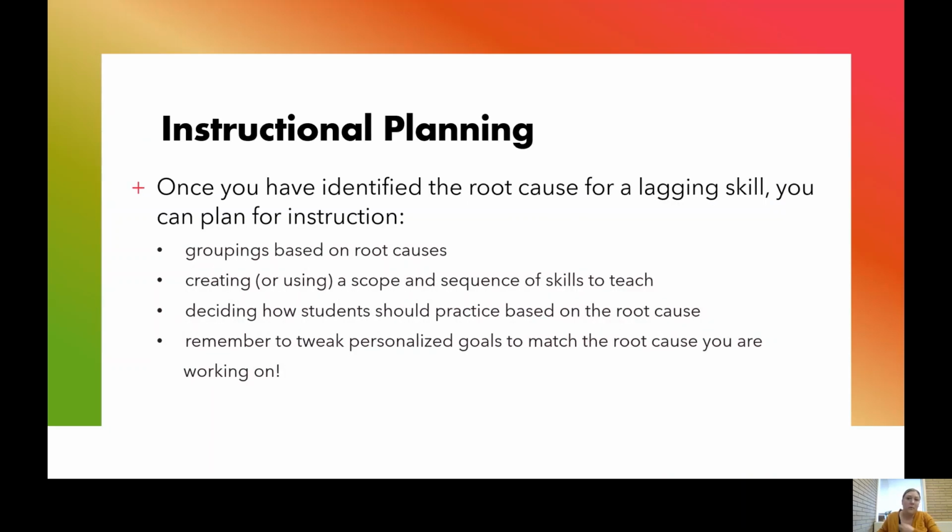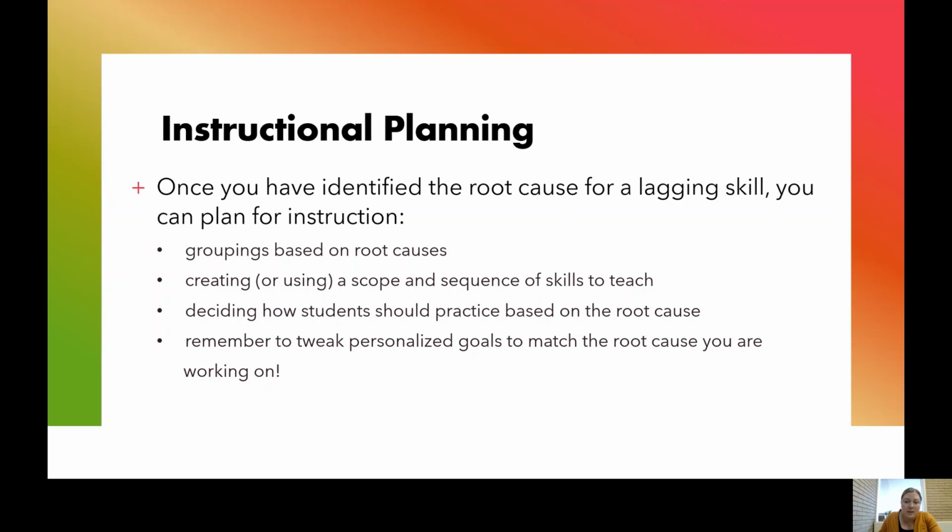Once you've identified the root cause, you are ready to plan for instruction. Creating groupings based on root causes gives you a very specific topic to work with students on. You can create or use a systematic sequence to work through the elements of the root cause and know which skills to teach when. You will have the information you need to decide how students should work on their root cause. Maybe they need phonics instruction to work on automaticity and blending of sounds. Maybe they need to work on phonological awareness or building background knowledge, including their vocabulary.